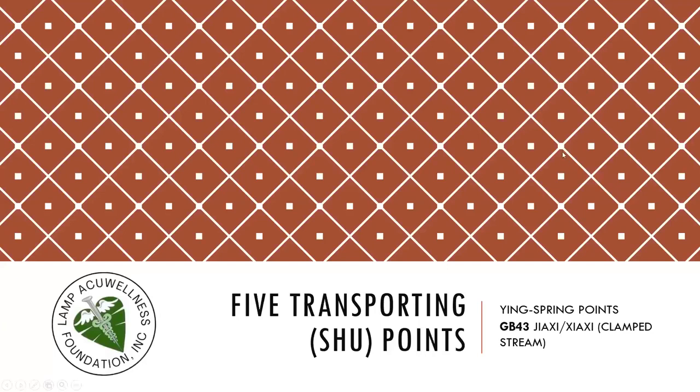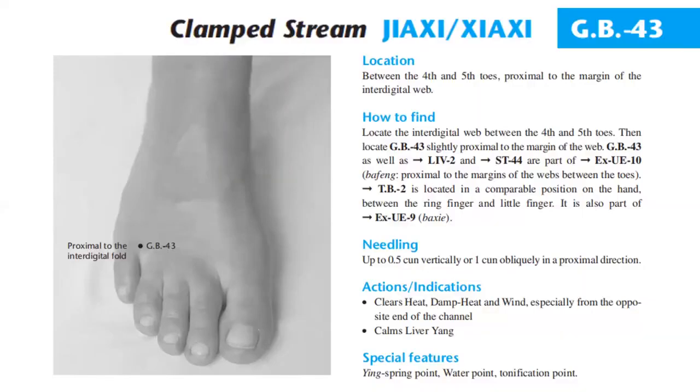Let's discuss 5 transporting points. Ying-Spring point, GB43, Clamped Stream. Location: between the 4th and 5th toes, proximal to the margin of the interdigital web. How to find it? Locate the interdigital web between the 4th and 5th toes, then locate GB43 slightly proximal to the margin of the web.